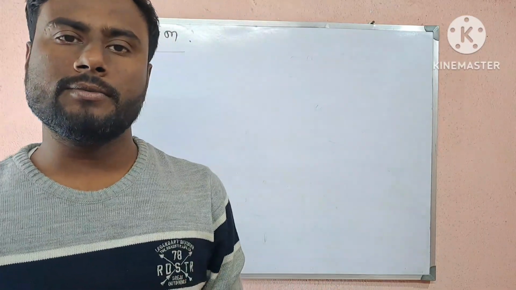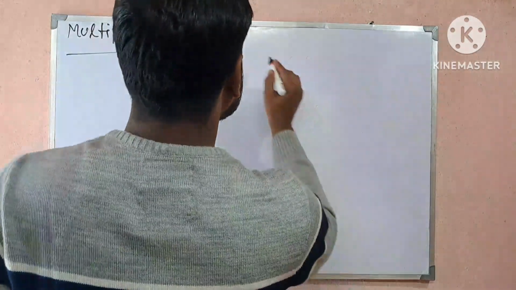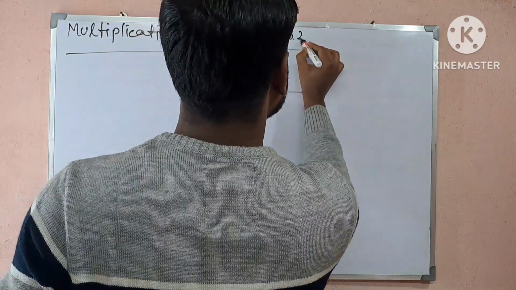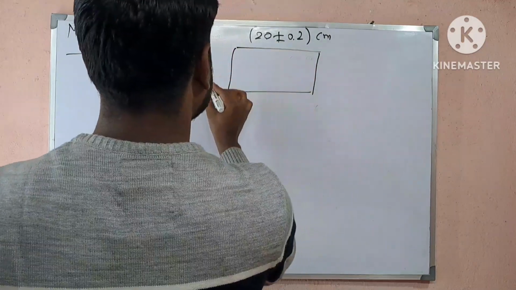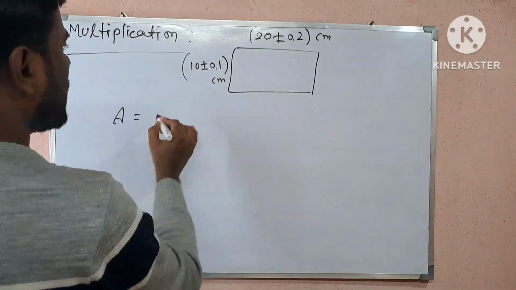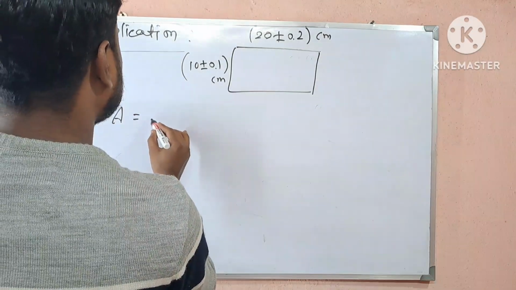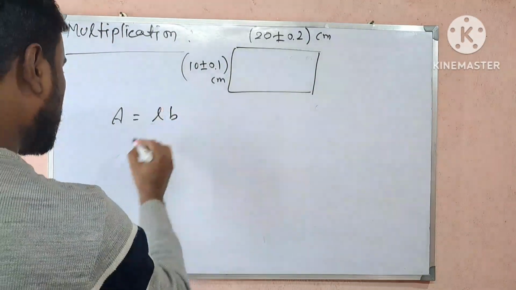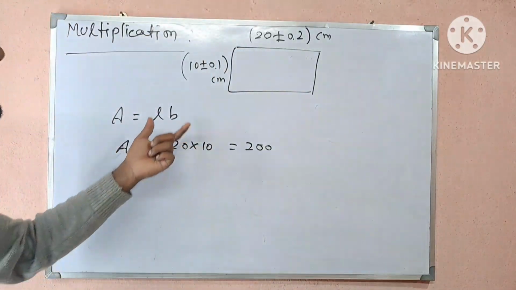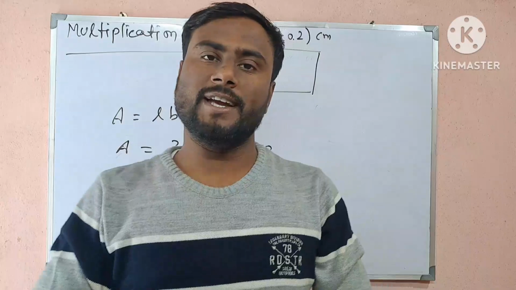For multiplication and division the rule is different. For multiplication, just imagine that the length of a rectangle is 20 plus minus 0.2 centimeter and its breadth is 10 plus minus 0.1 centimeter. So what will be the area? Area will be length into breadth. So we have to multiply these two values. The actual value of area will be 20 into 10, that will be 200. But how will you calculate the error? Just add these two values? No. I just told you that for addition and subtraction, error is always added.